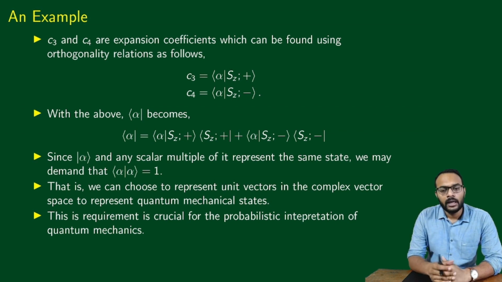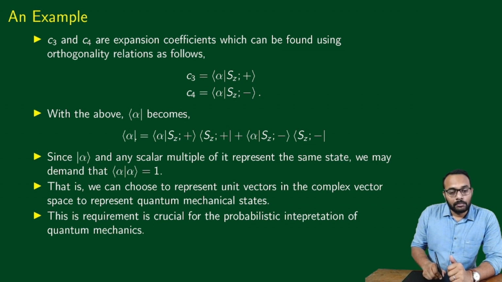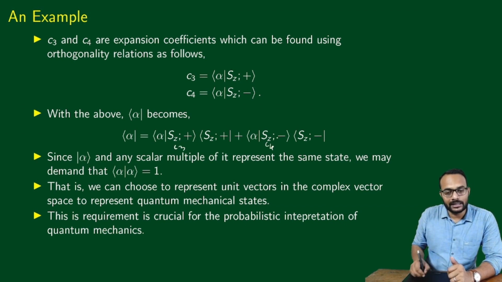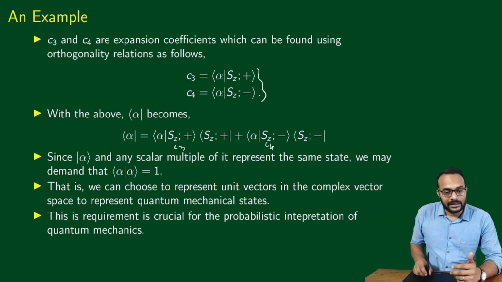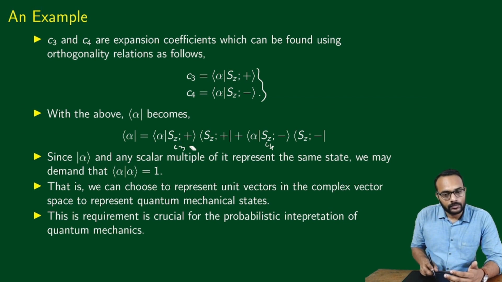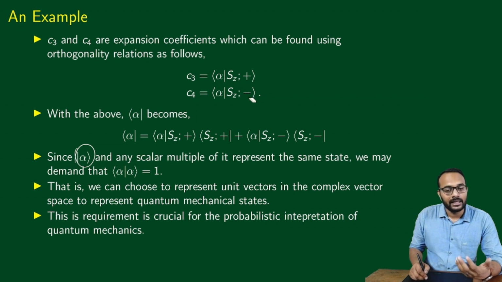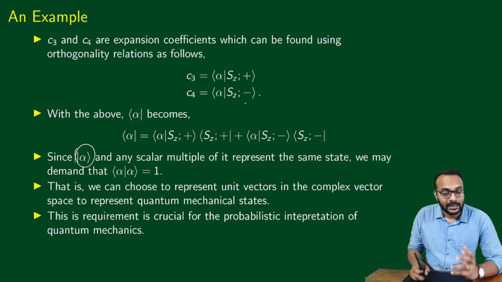Now again with this we can write bra alpha is equal to C3 and C4. Instead of C3 and C4, I have just used these expressions. That's all. Now, since ket alpha and any scalar multiple of it represent the same state, we may demand that bracket of alpha with alpha equals 1. So we assume that alpha is normalized. If it was not normalized, we could simply normalize it by dividing it by an appropriate number.